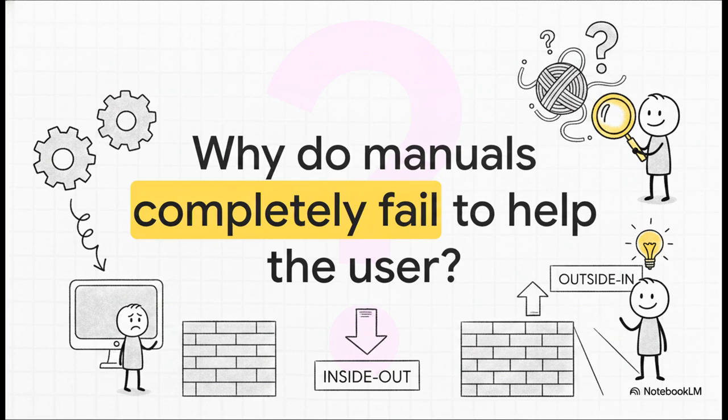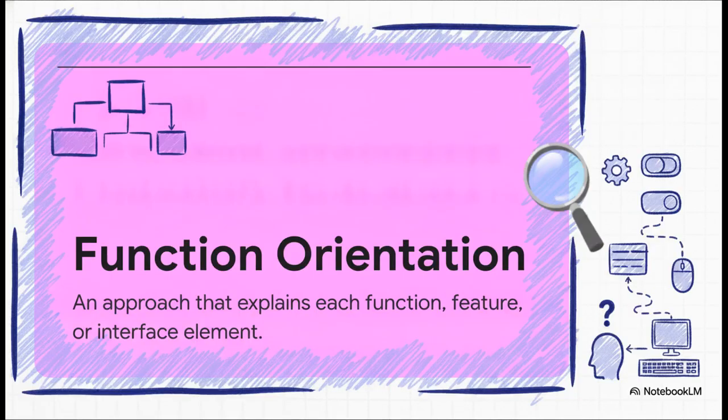And as it turns out, the failure usually isn't a lack of technical knowledge at all. It's actually a totally wrong perspective. They're essentially writing from the inside out instead of the outside in. The root of this whole problem actually has a name. It's called function orientation. It's an approach that basically just systematically explains each function, each feature, or interface element of a product. It's documentation written exactly like a developer's spec sheet.